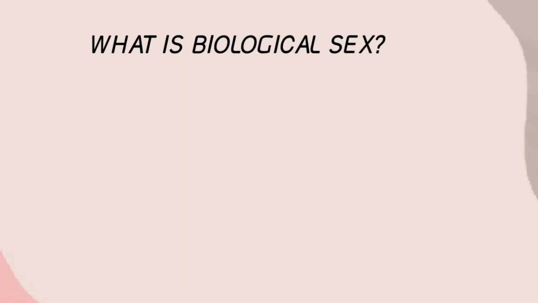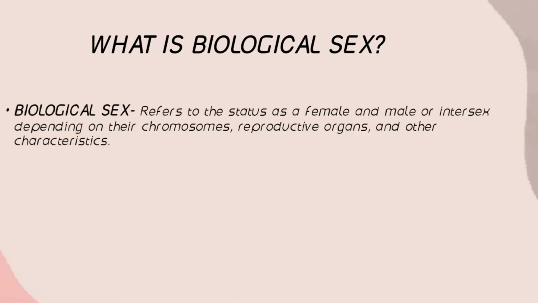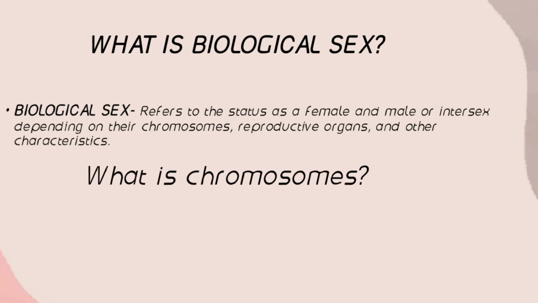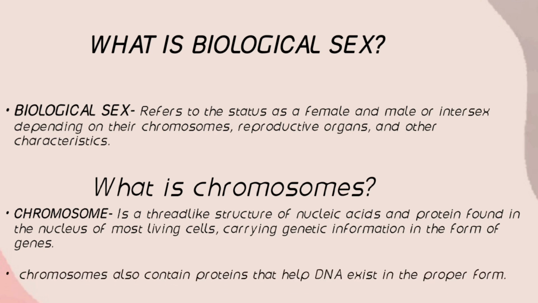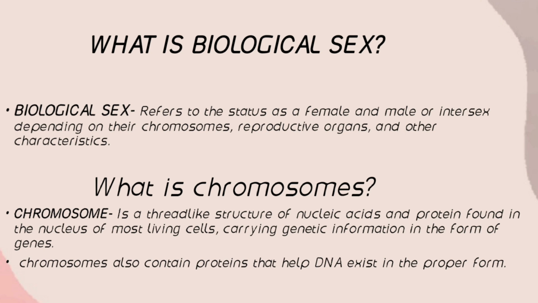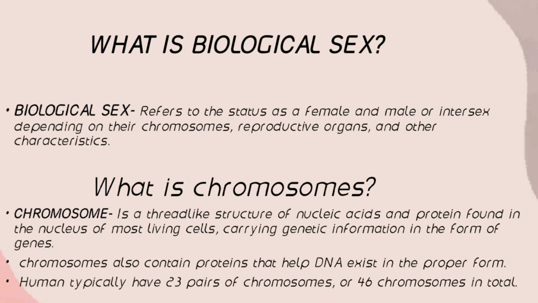What is biological sex? Biological sex refers to status as a female, male, or intersex depending on their chromosomes, reproductive organs, and other characteristics. What are chromosomes? A chromosome is a thread-like structure of nucleic acid and protein found in the nucleus of most living cells, carrying genetic information in the form of genes. Chromosomes also contain proteins that help DNA exist in the proper form. Humans typically have 23 pairs of chromosomes or 46 chromosomes in total.